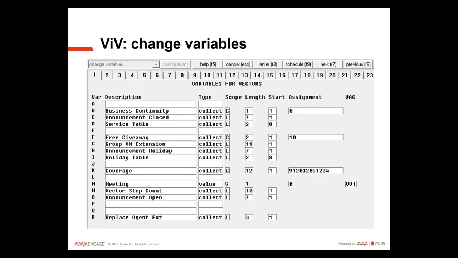Setting and stuffing, this is where the length and the start become very, very important. Business continuity is 1 and 1. We're assigning that as we did in the beginning. Our announcements are 7 digits long, so that's where the 7 comes into play. When we go through the example, it's going to start in the first spot. The service table is 2 digits in length, and when we look at our example, it's going to start in the 8th spot. So let's take a look at it and it'll probably make a little more sense.